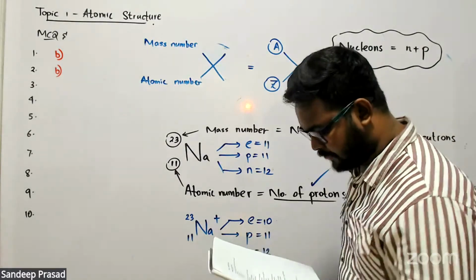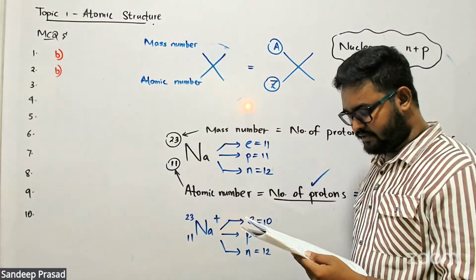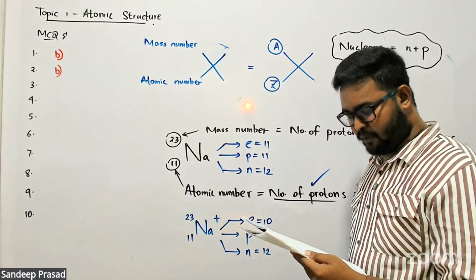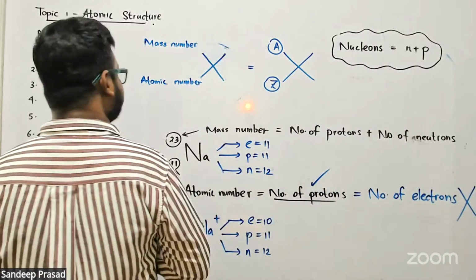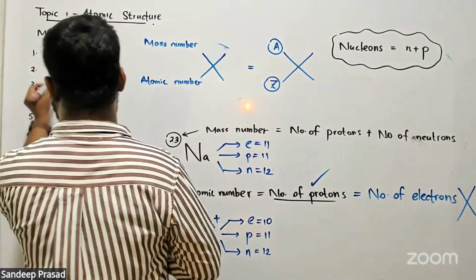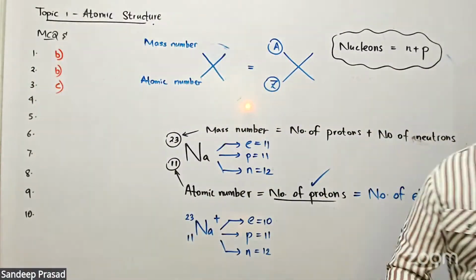So third one, the atomic number represents number of protons. Third one, answer is C.